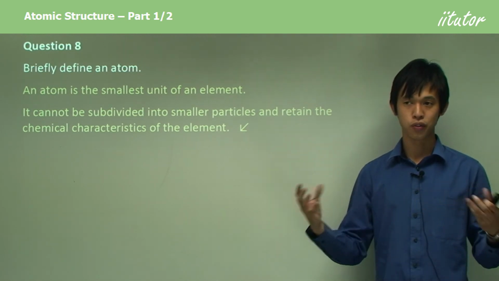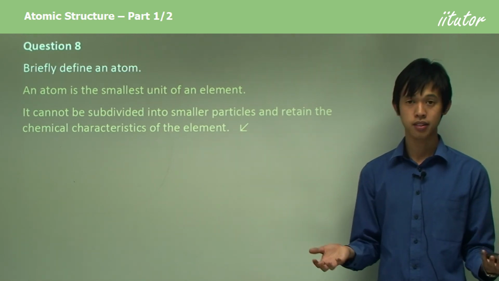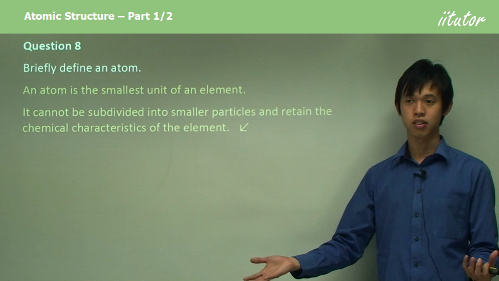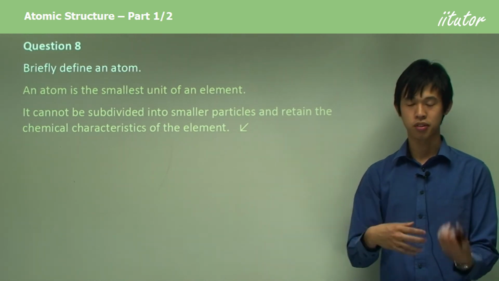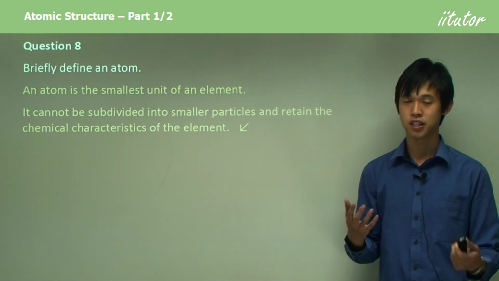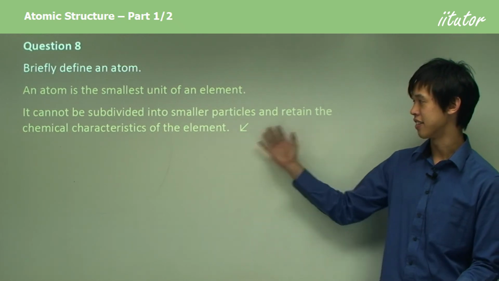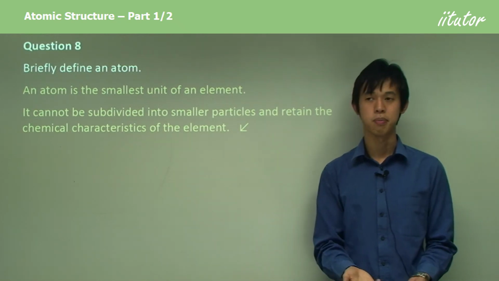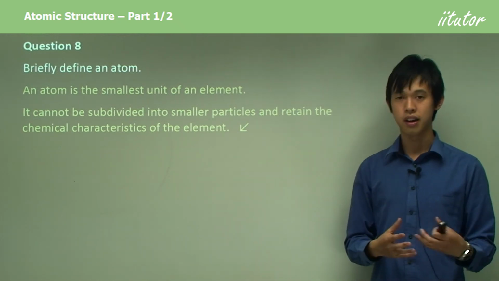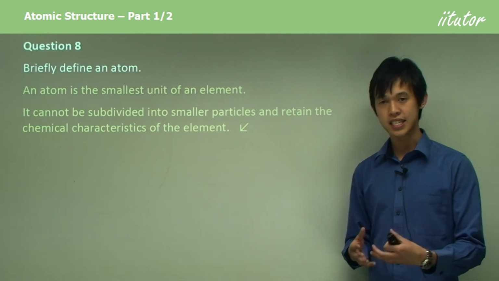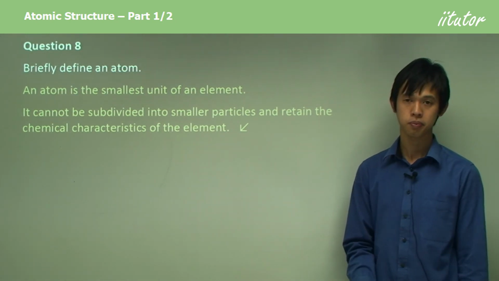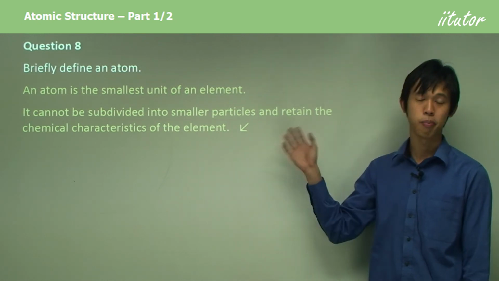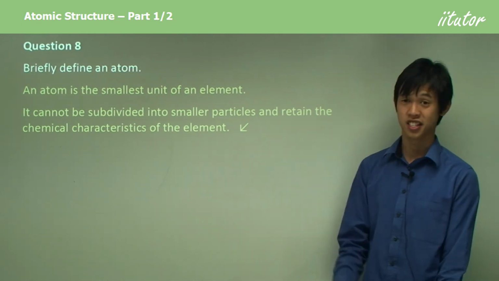If I was to break all of them up into their parts, neutrons, protons, and electrons, they don't share the properties of helium. They are just protons, neutrons, and electrons. So they're not the smallest thing that retains the chemical characteristics. And that's what an atom is: the smallest thing that an element can be that still retains all of the chemical characteristics of the element. So that's an important distinction that you want to make when answering these defined questions.